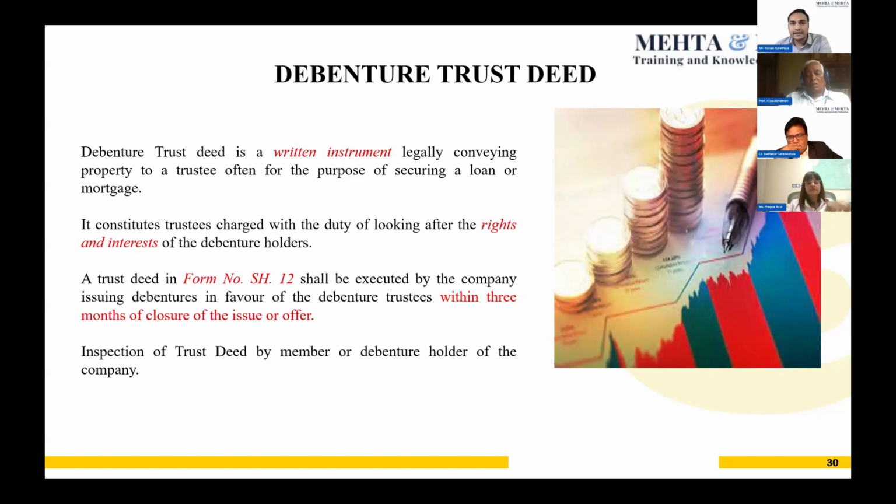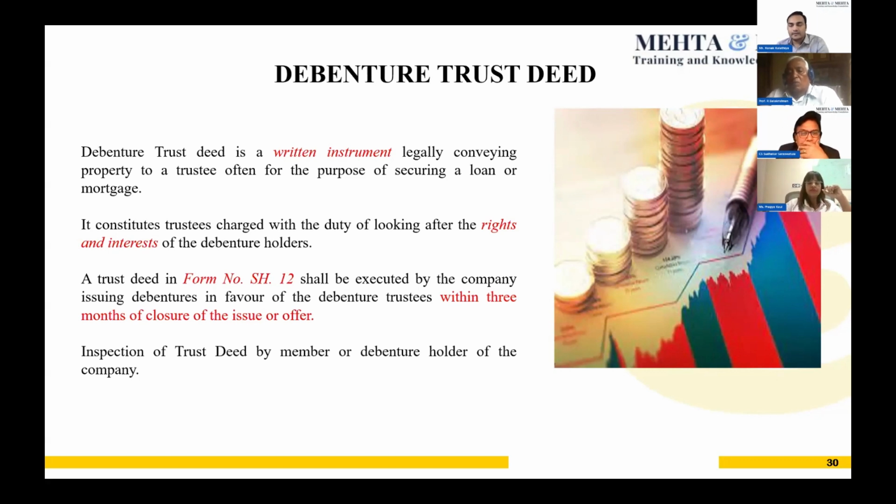And the same trust deed for securing any issue of debentures shall be open for inspection to any member or debenture holder of the company in the same manner, to the same extent, and on payment of the same fees as if it were the register of members of the company.